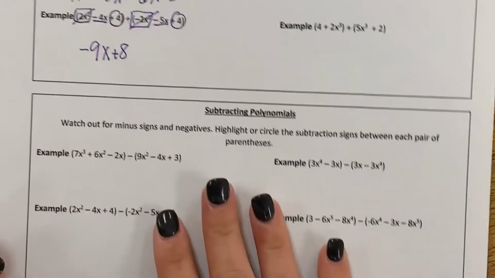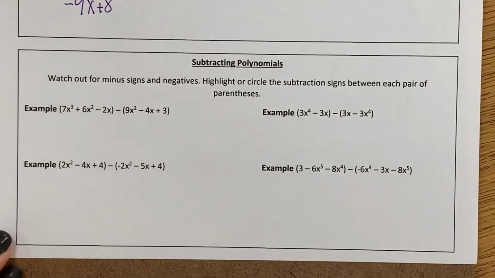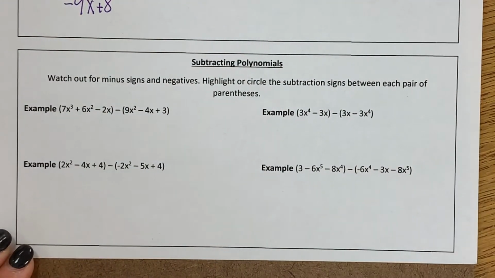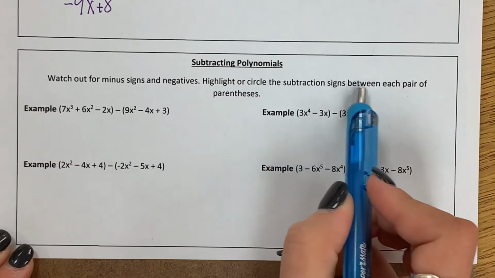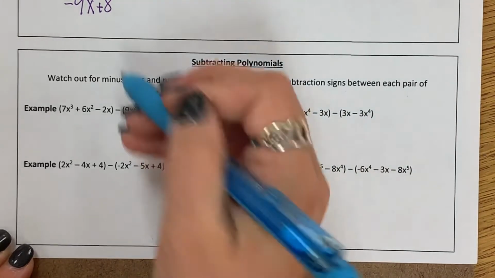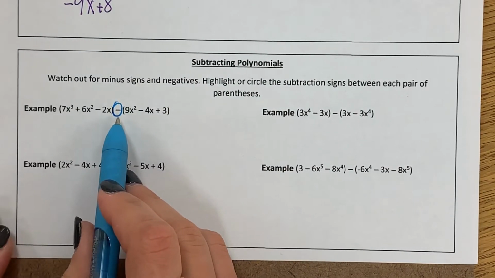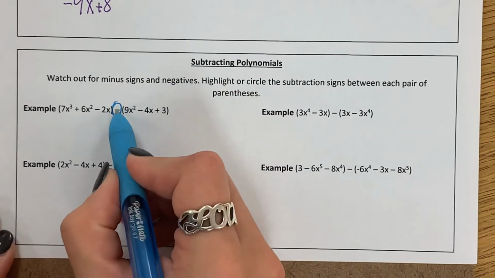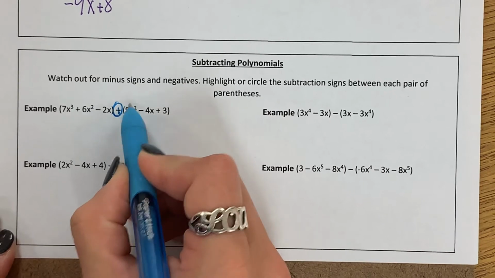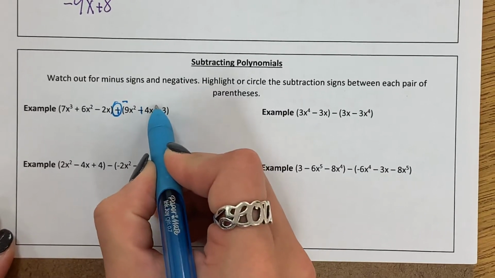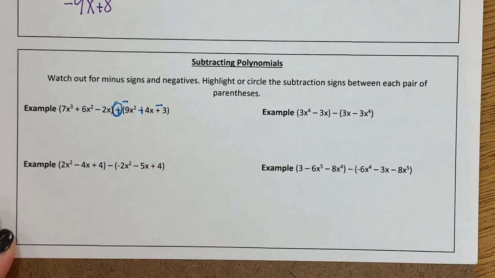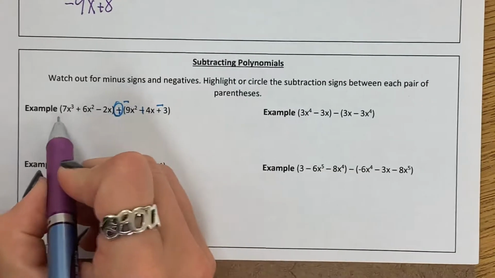Next, we're going to talk about subtracting polynomials. So the first thing I want you to do is to highlight or circle the subtraction signs in between each pair of the parentheses. So right here tells me that it is a subtraction problem. We're actually going to change it to addition, but because I can do that, I have to change every sign after it. Now I'm going to go back to my grouping like I did in the previous problems.